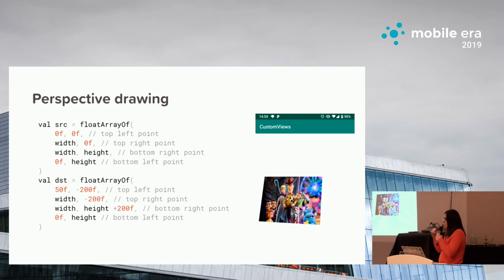And that's the same for all those different coordinate pairs within this source array; they will be mapped to the destination array. So if you look at that Toy Story example again, initially the corner was drawn at 0, 0, but because we applied that matrix with the setPolyToPoly transformation, it translated that 0, 0 point to 50, -200. And you can see you get this cool perspective effect. So you could probably put some gestures on top of this and allow users to move their image around and make some cool distorted images if you want.